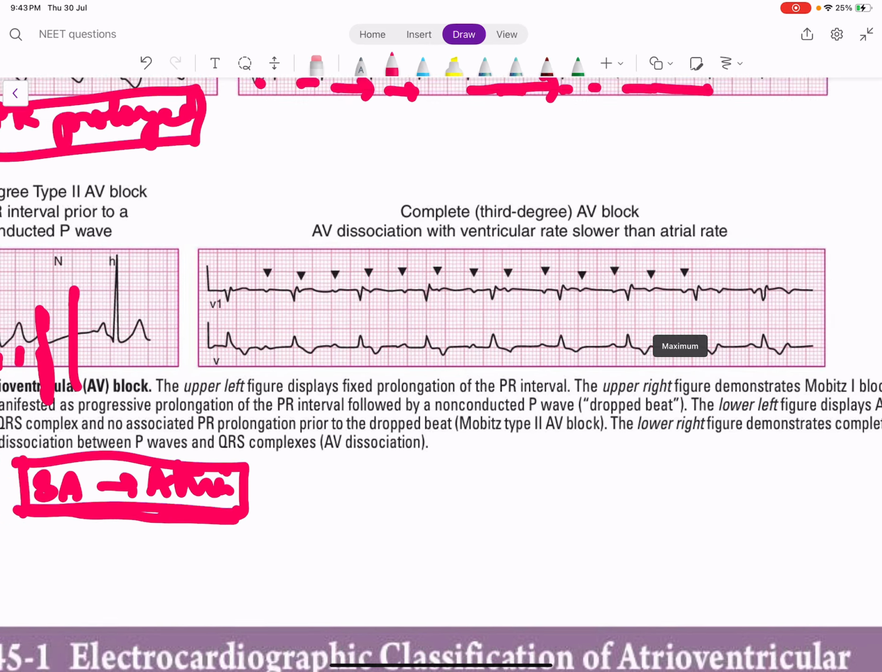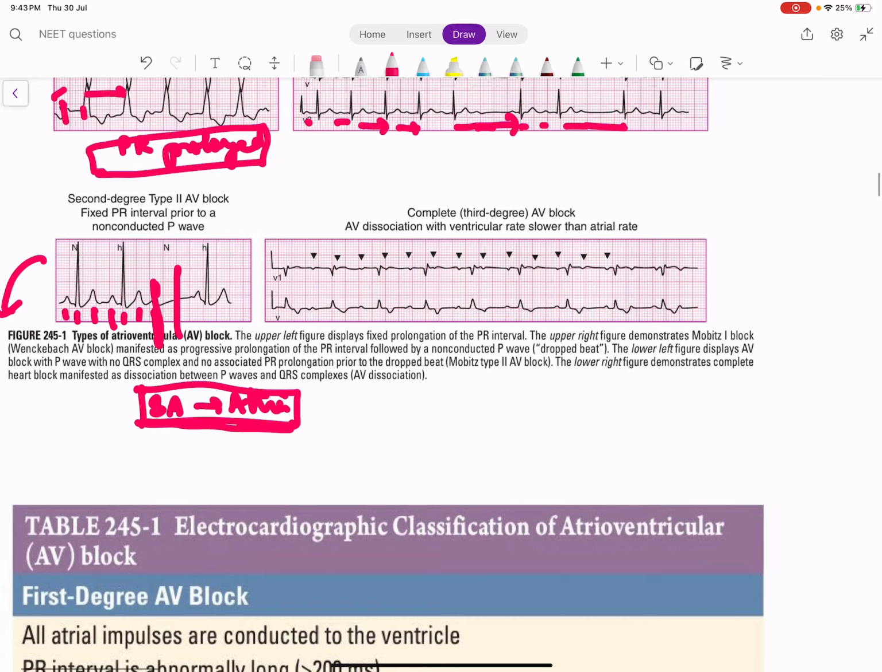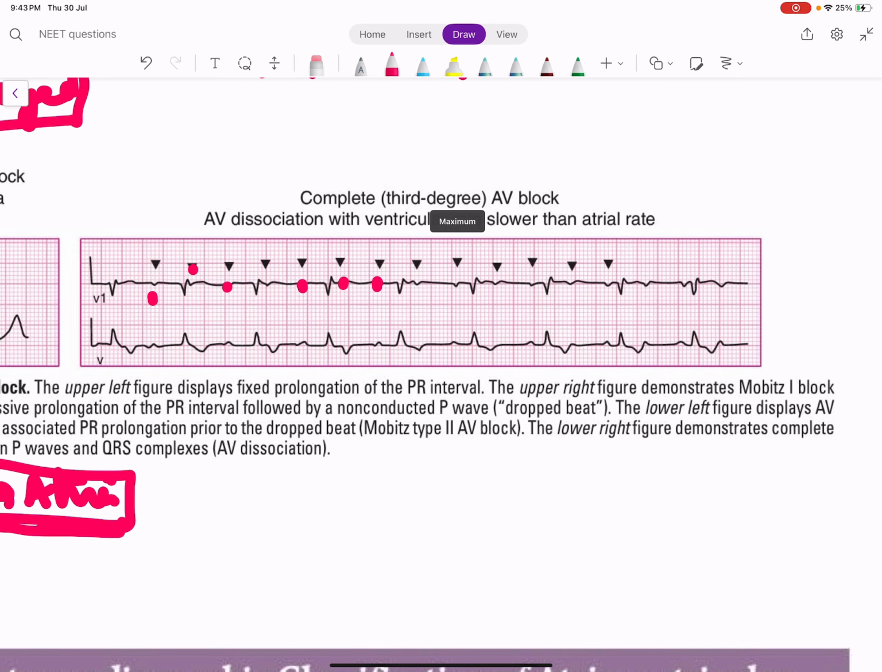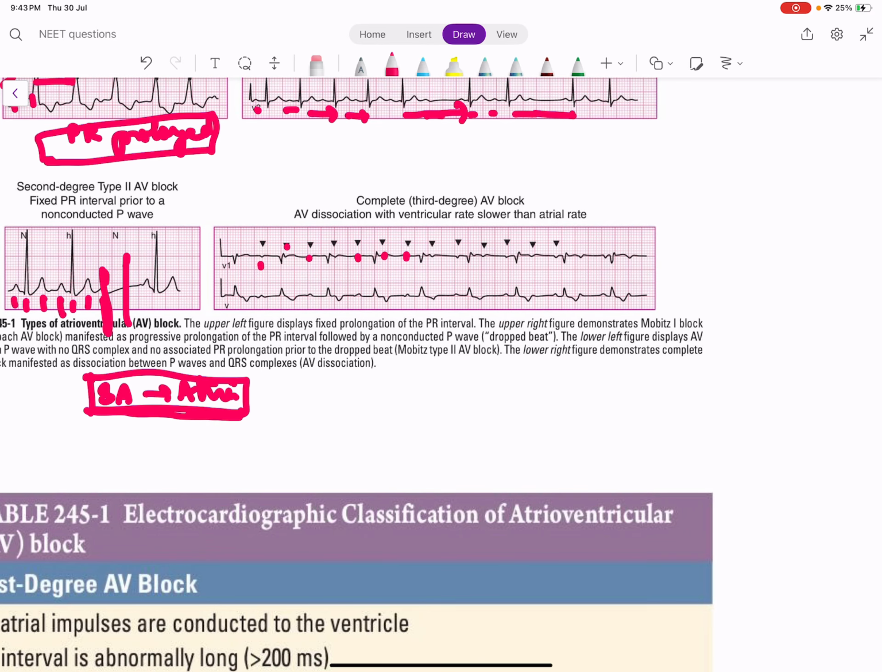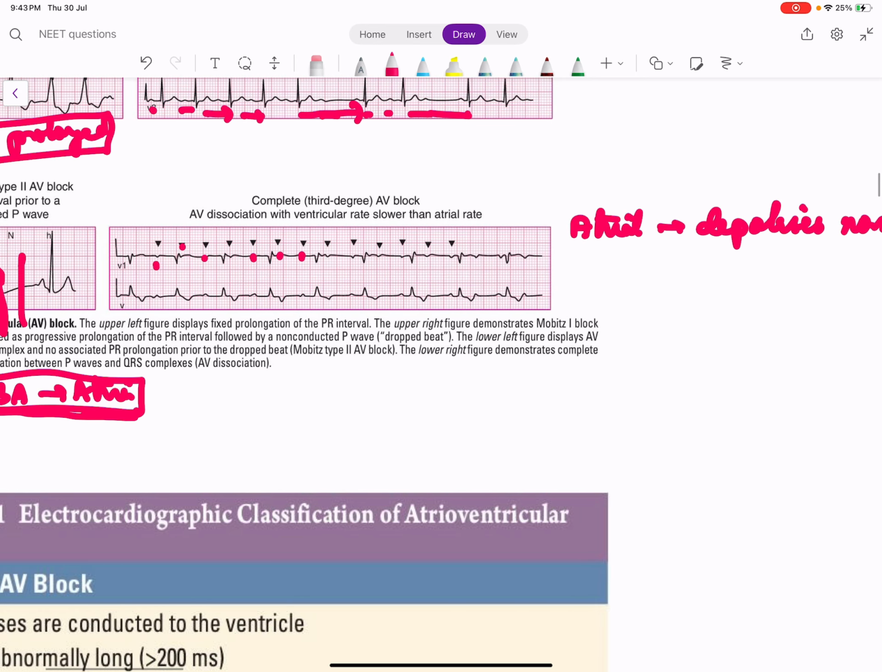This is very classic. See, we can see a P wave here. Whatever is marked with an arrow is a P wave. There are multiple P waves, but everything is not getting conducted. So the atria is depolarizing normally, but nothing is getting conducted to the ventricle.